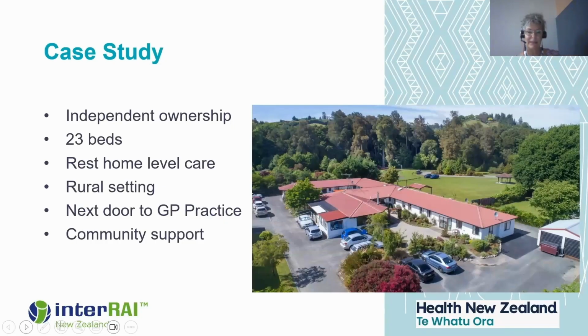So this particular facility is just a small rest home. It's 23 beds. It's run by 2 sisters. They only provide rest home level care. They don't have a hospital or a dementia wing. It's a rural setting right next door to the GP. They're quite well supported by their community, but survival was quite tough financially for a small facility like this.